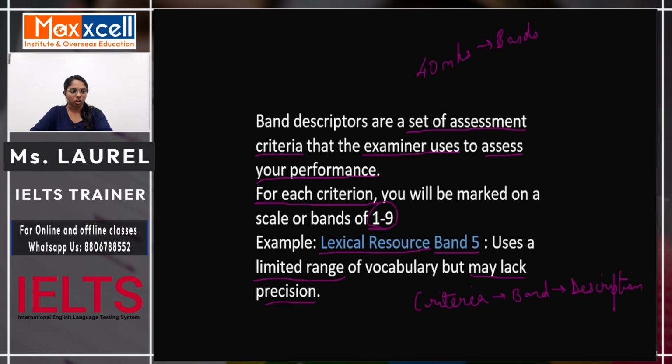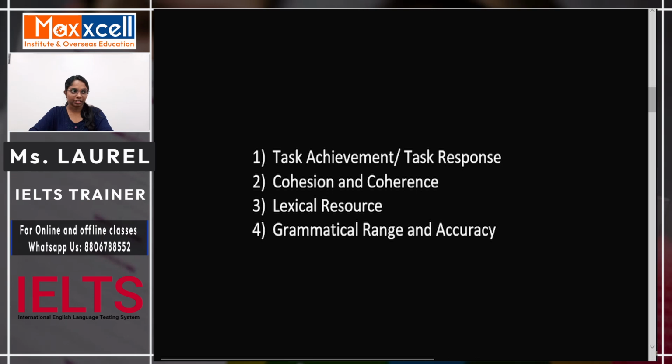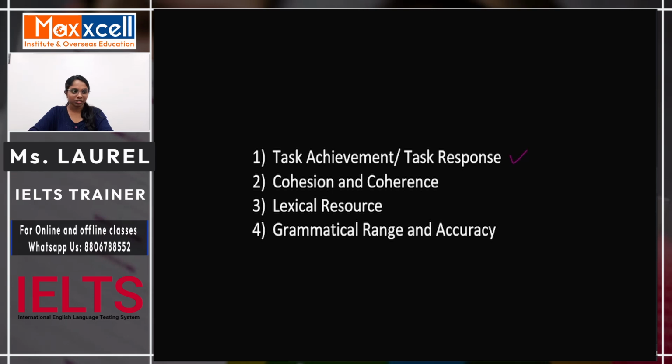Moving on, now let us understand what the 4 criteria for the writing section are. They are task achievement and task response, coherence and cohesion, lexical resource, and grammatical range and accuracy. So these are your 4 criteria. For each of these criteria, you are going to get marked from 1 to 9.